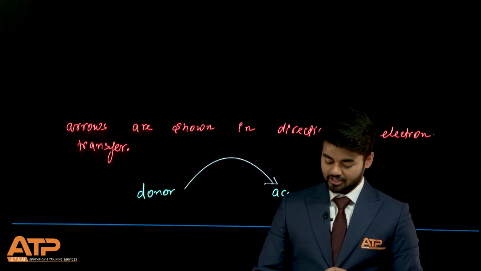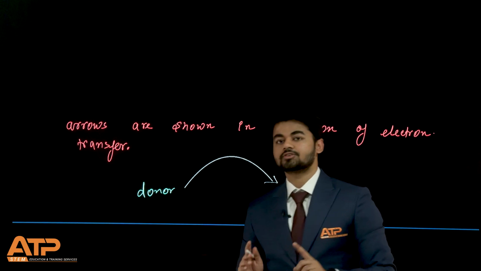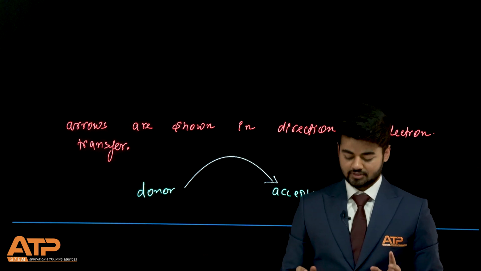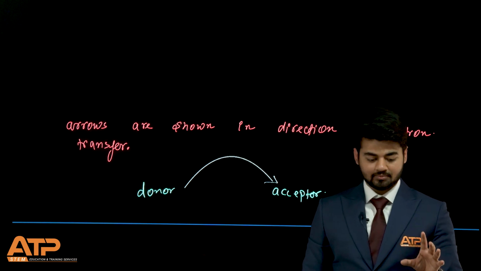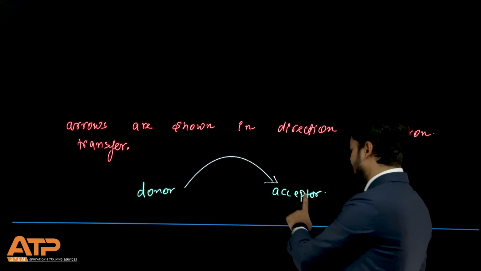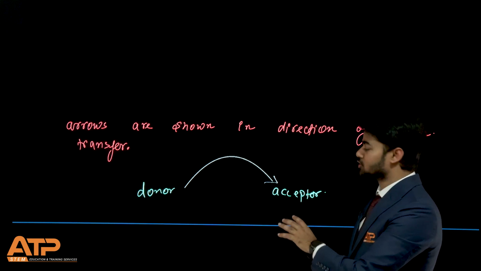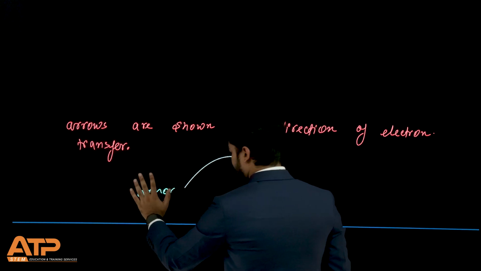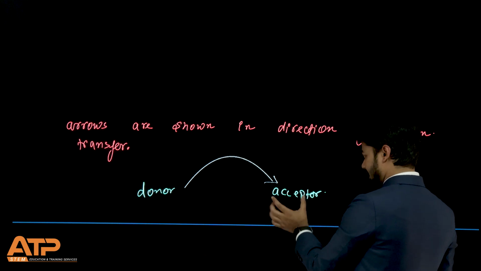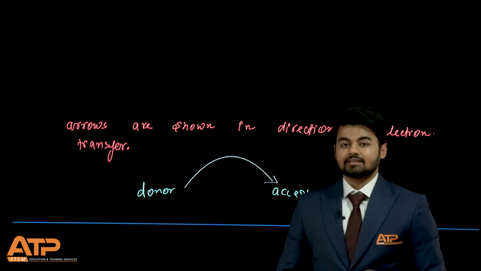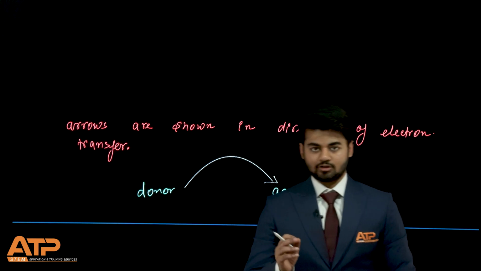Let's get started. The thumb rule with respect to curly arrow notation is that arrows are always shown in the direction of electron transfer. So we will start with the donor atom and end up on the acceptor atom. The arrow starts from the donor atom and ends on the acceptor atom. The arrows are shown in the direction of electron transfer.